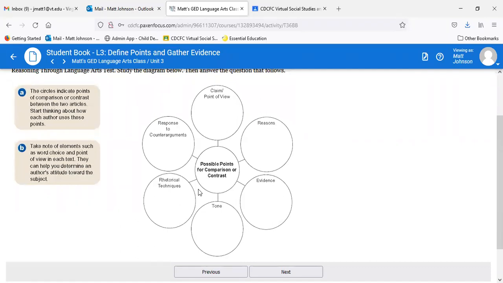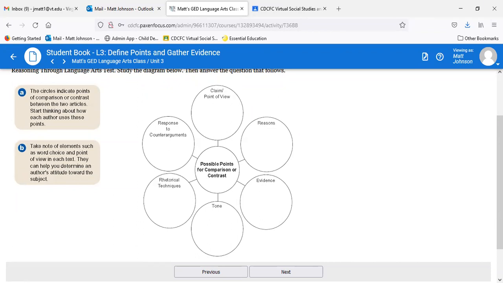Text box A says the circles indicate points of comparison or contrast between the two articles. Start thinking about how each author uses these points and then take note of elements such as word choice and point of view in each text. They can help you determine an author's attitude toward the subject.